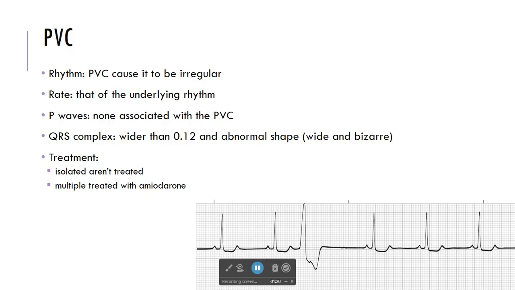It's wide and bizarre. So if we just have one PVC, we don't typically treat that. Multiple PVCs and frequent PVCs, usually defined as more than 6 in a minute, are treated with antidysrhythmics, and our most common one is amiodarone.